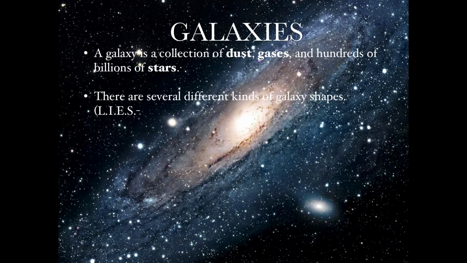There are different shapes of galaxies, and that's how galaxies are categorized. They're not categorized by temperature. They're not categorized by the amount of stars. They're simply categorized by their shape. And that is the LIES of it: L-I-E-S. So we have lenticular, irregular, elliptical, and spiral. Those are the four main types of galaxies that you may read about on your STAAR test. The one that is most important to us is our spiral, disc-shaped, pinwheel-looking galaxy. Notice how all of those terms describe how it looks. So that is how we categorize galaxies, by how they look.